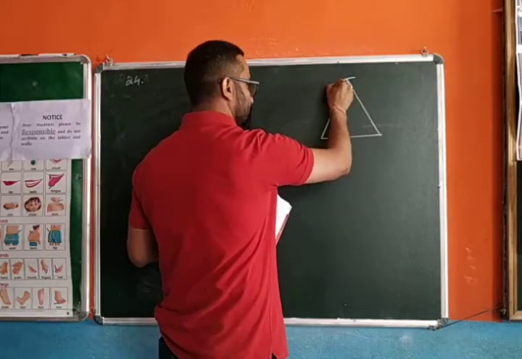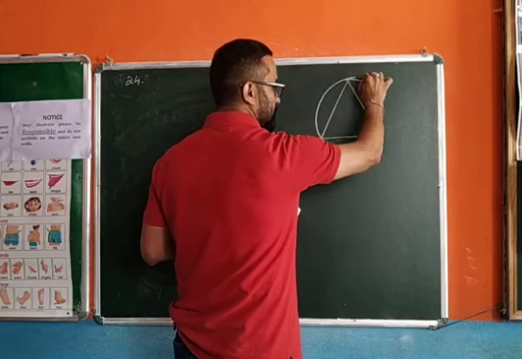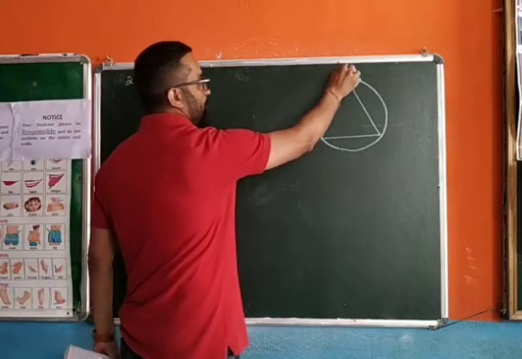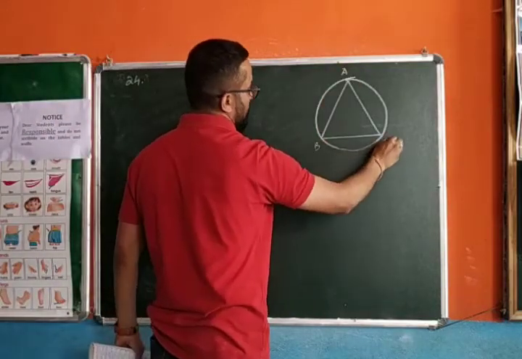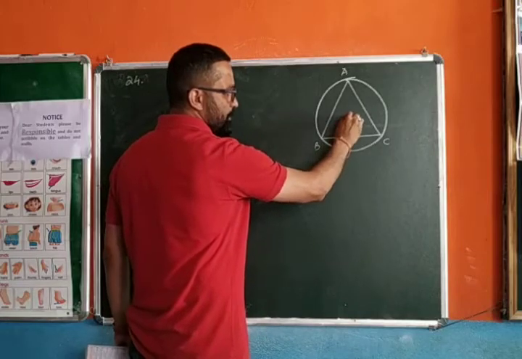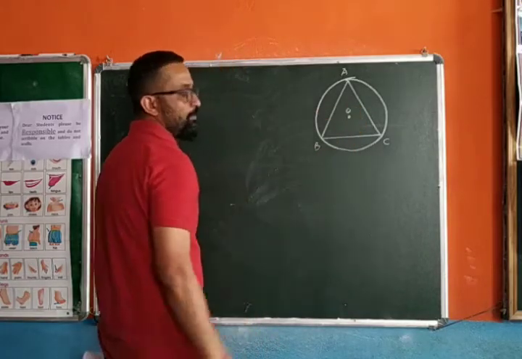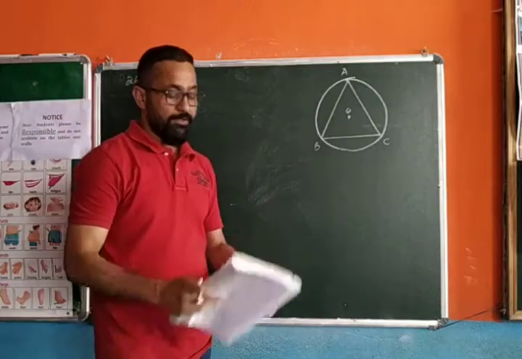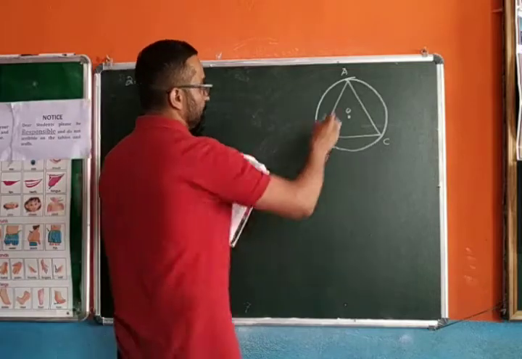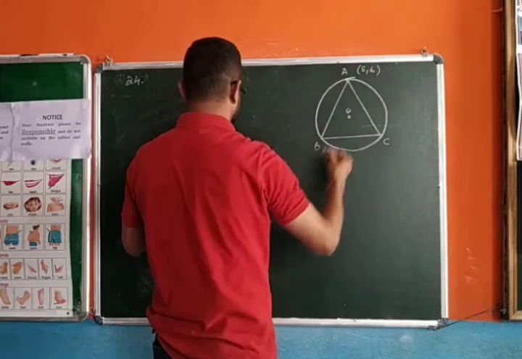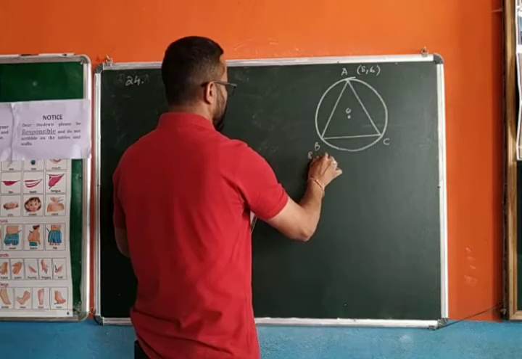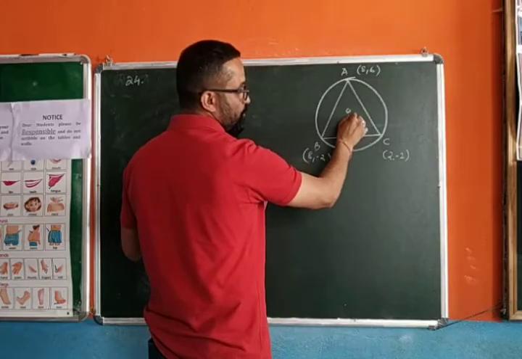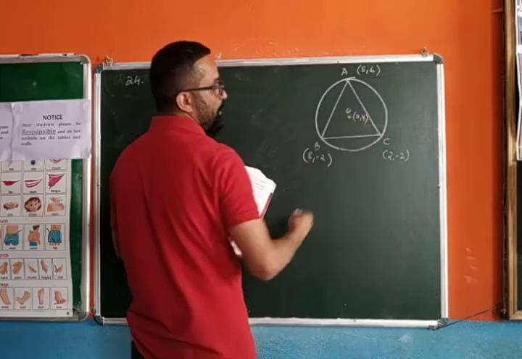So you have a circle passing through the vertices of the triangle A, B, C. Mark the center as letter O. You need to calculate the coordinate of the circumcenter. So what do we do? We write down the coordinate of A as (8, 6), B as (8, -2), and C as (2, -2). We do not know the coordinate of O, so we take it as (x, y).